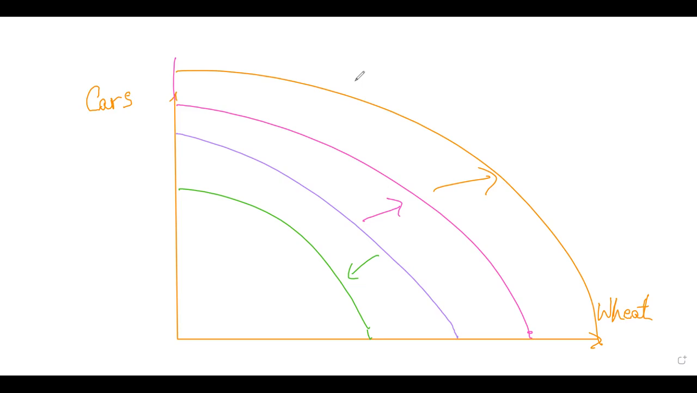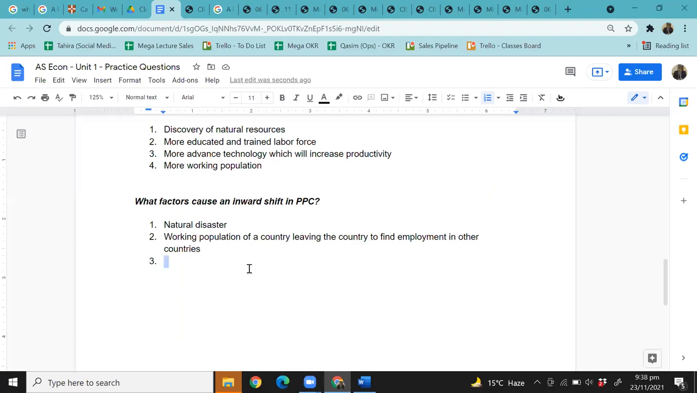So if it's a pandemic, then yes, in a pandemic your ability to produce will reduce, because if people are losing their lives, then you have less population available, right? But otherwise, a normal recession would not cause the PPC to shift inwards. In fact, it will cause you to move from a point on the PPC.